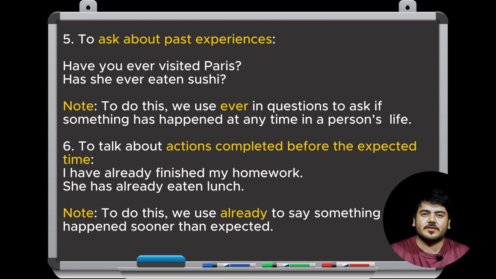Number five, to ask about past experiences, like, have you ever visited Paris? Has she ever eaten sushi? Note, to do this, we use ever in questions to ask if something has happened at any time in a person's life or not.